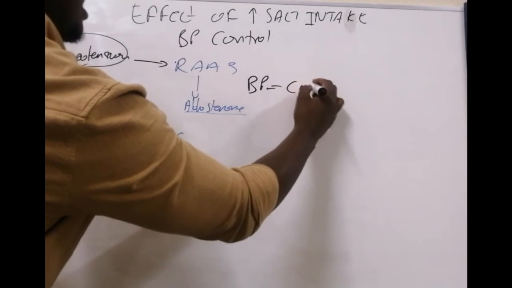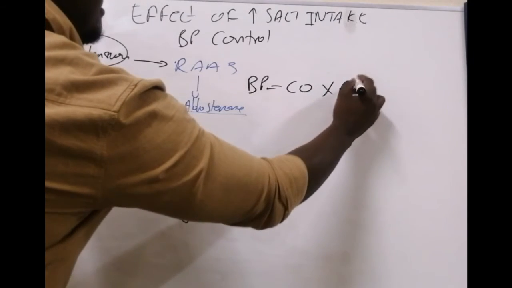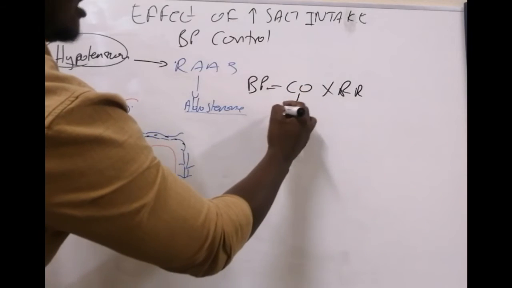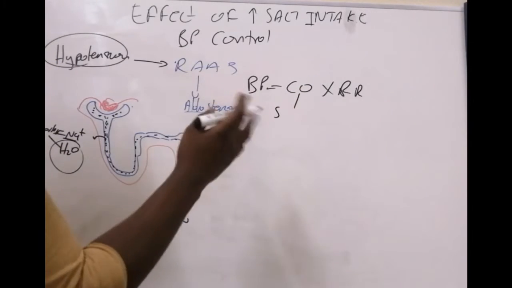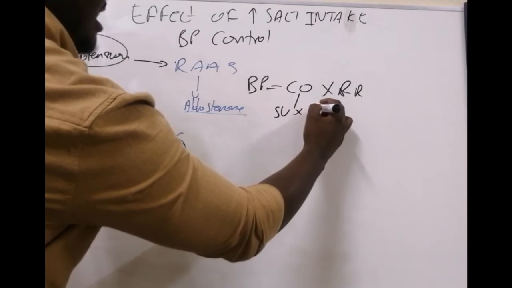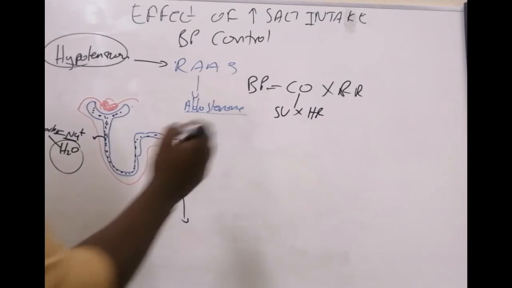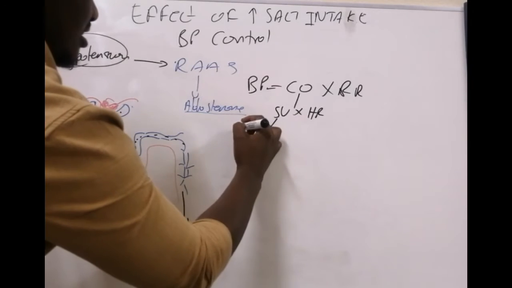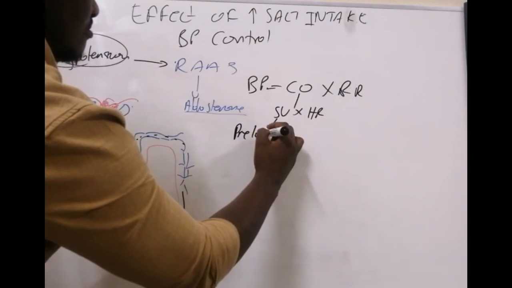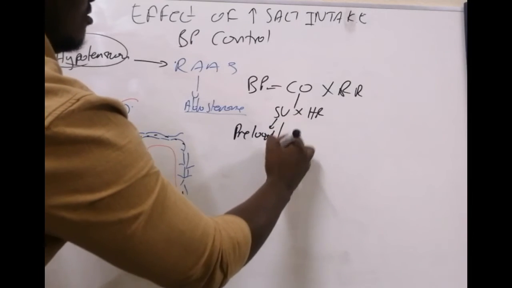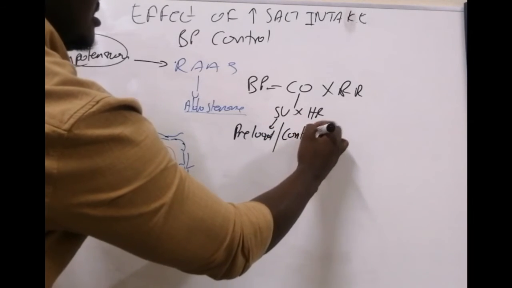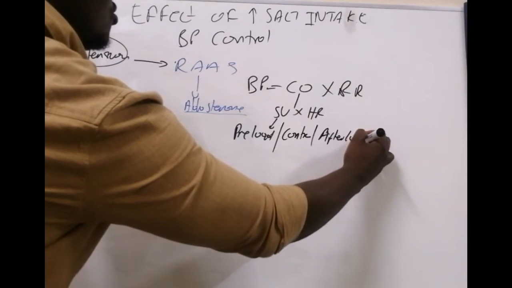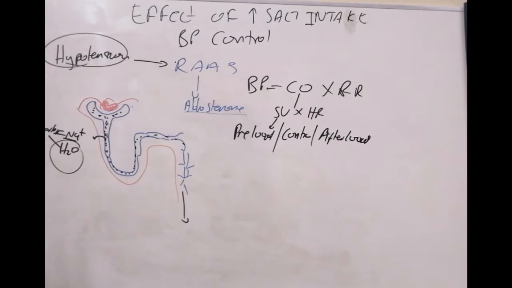BP is equal to cardiac output multiplied by peripheral resistance. And we know that cardiac output is a product of stroke volume multiplied by heart rate. And we also know that what makes stroke volume is preload, contractility, and afterload. So those are the things that contribute to stroke volume.